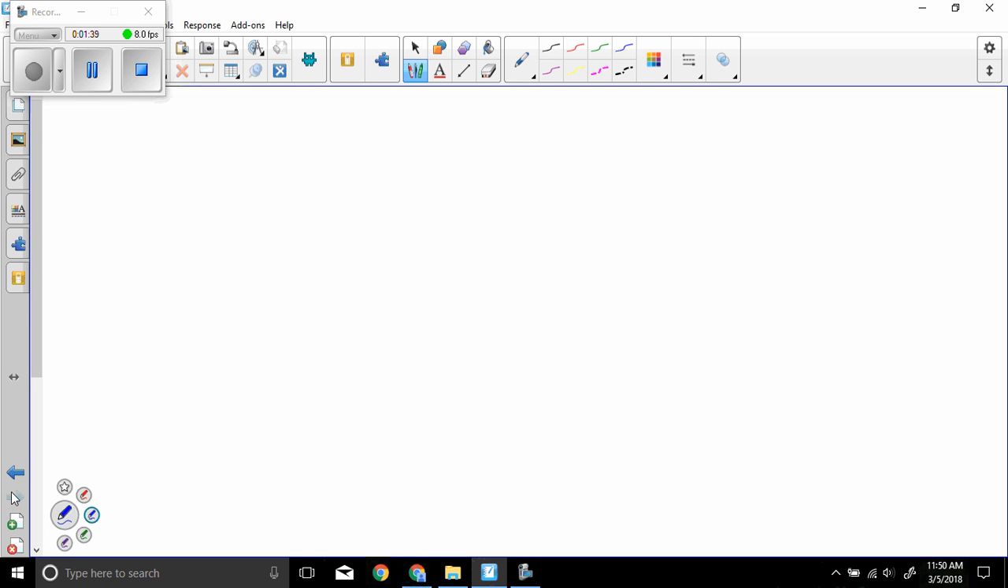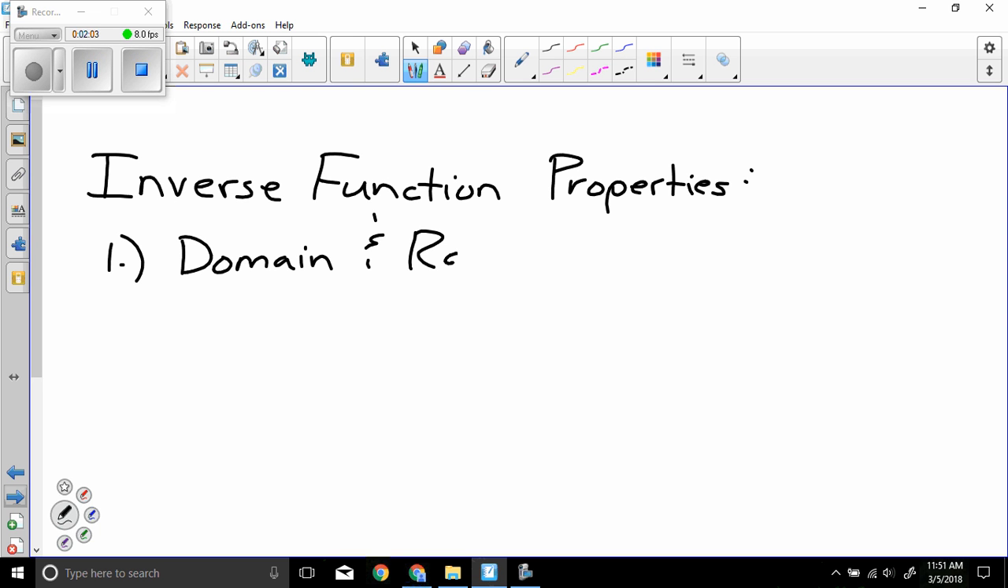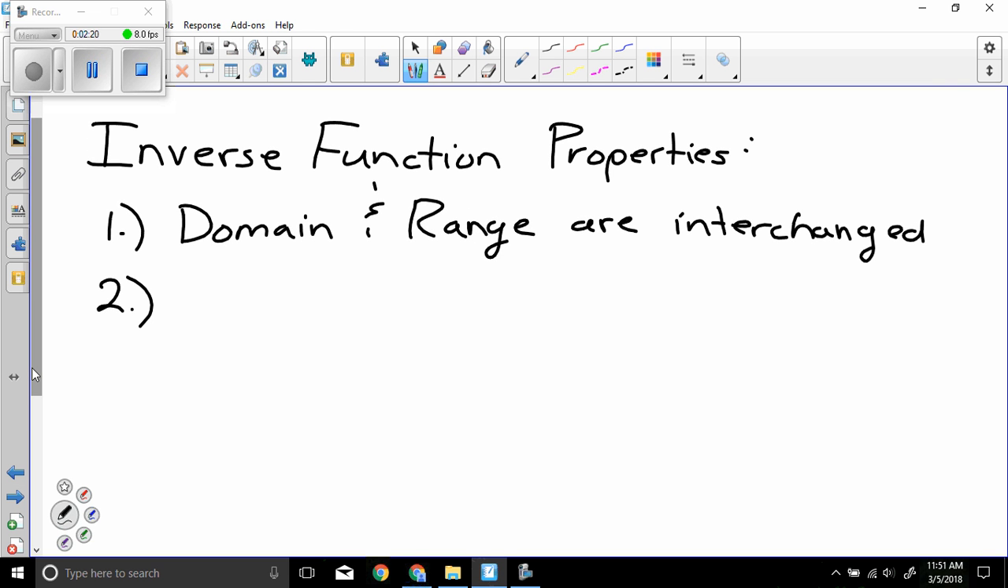The first thing that I really want to hit with inverse functions is, so let's write this out, inverse function properties. The first property is the domain and range are interchanged, meaning completely flopped around. They are completely switched.